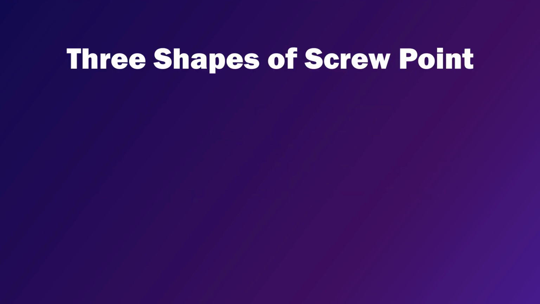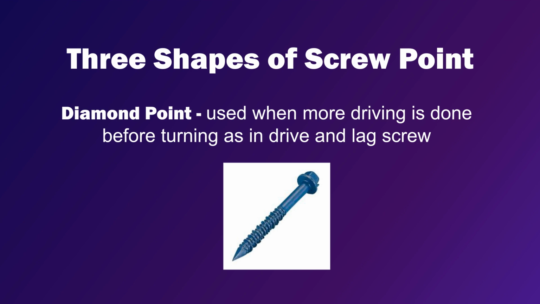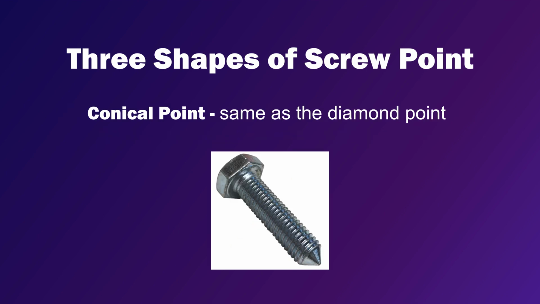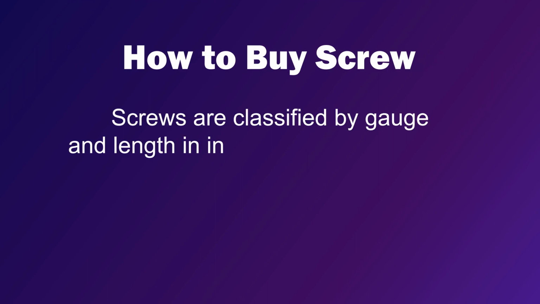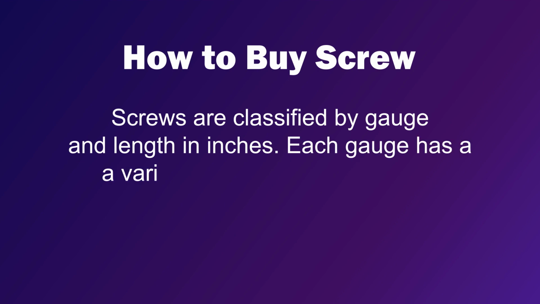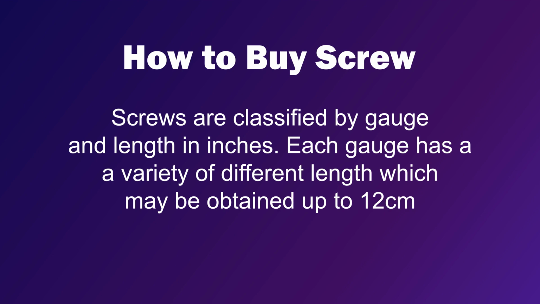There are 3 shapes of screw point. 1. The gimlet point, which is used on wood and coach screw. 2. The diamond point. It is used when more driving is done before turning, as in drive and lag screw. And lastly, the conical point, which is the same as the diamond point. Screws are classified by gauge and length in inches. Each gauge has a variety of different lengths, which may be obtained up to 12 centimeters or 5 inches.